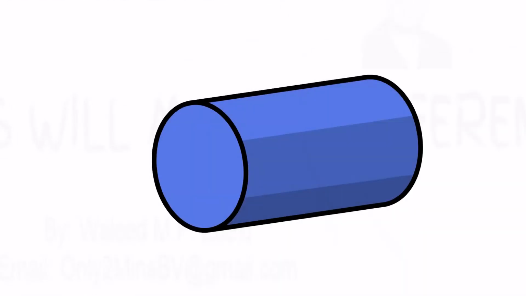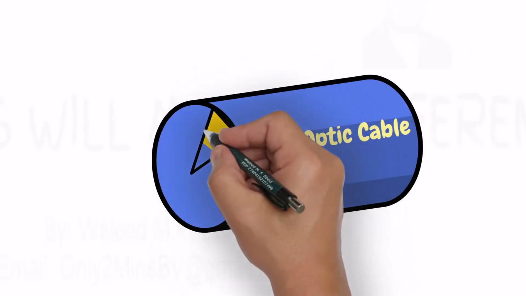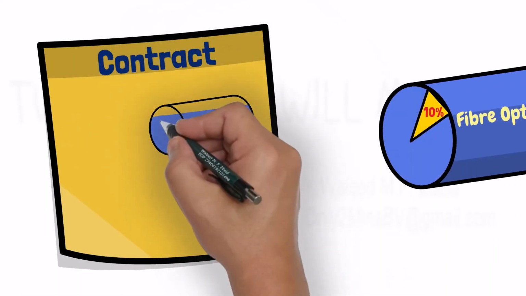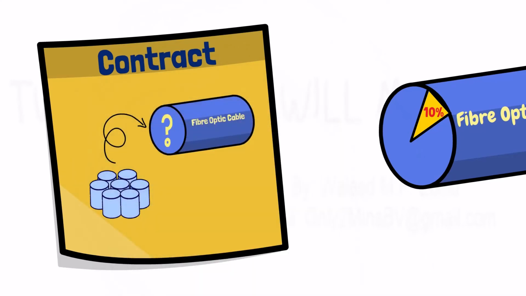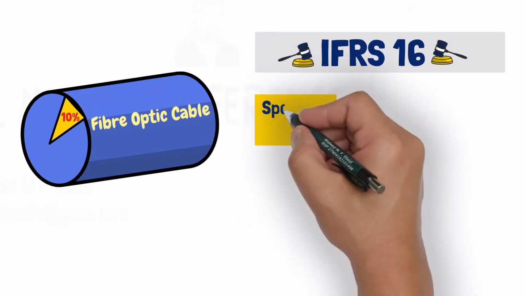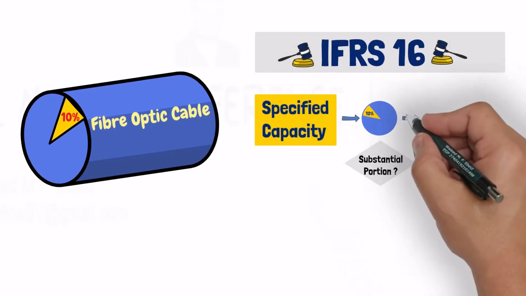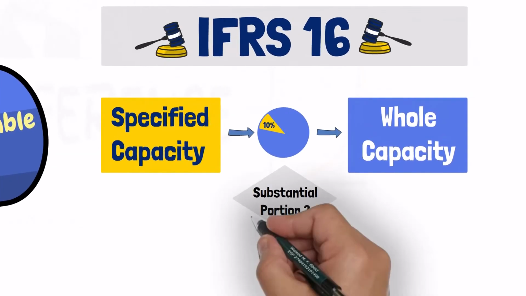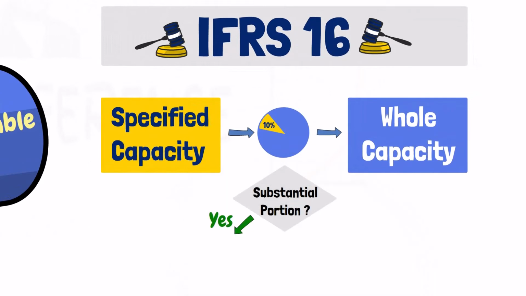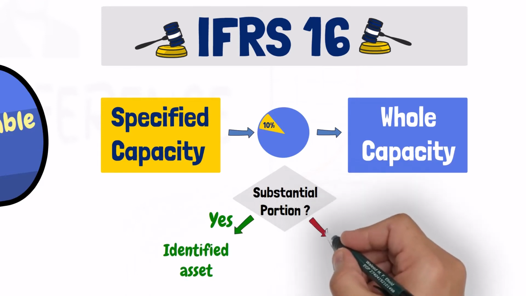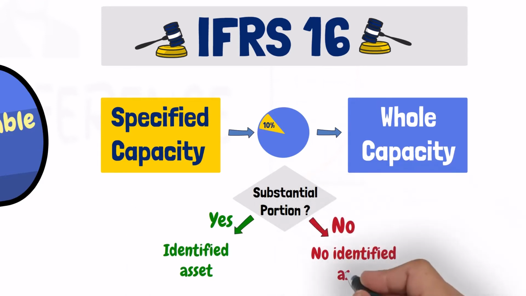Let us change the previous example a little bit, and assume that the contract granted the customer the right to use, for example, 10% of the capacity of the fiber cable. Here, the contract did not physically specify the fibers to be used by the customer. In this case, the standard directs us to check whether that specified capacity represents substantially all the capacity of the asset. If the specified capacity represents substantially all the capacity of the asset, then we have an identified asset in the contract. Otherwise, there is no identified asset in the contract.